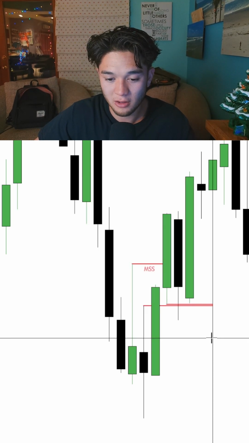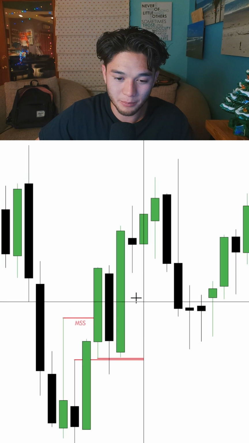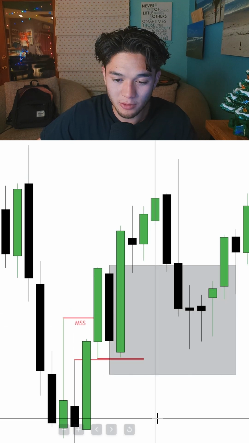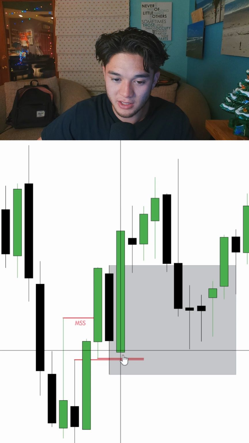Where do we go from there? We start to push up. We then put in this order block. We put in a down close candle. Then price continues through it.